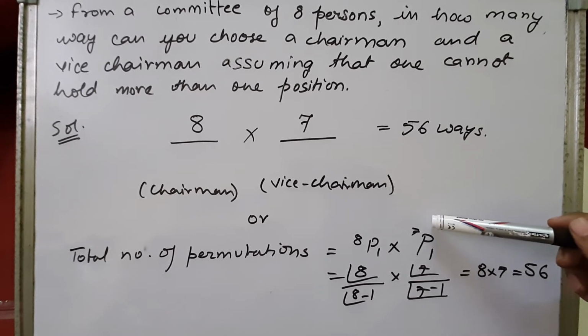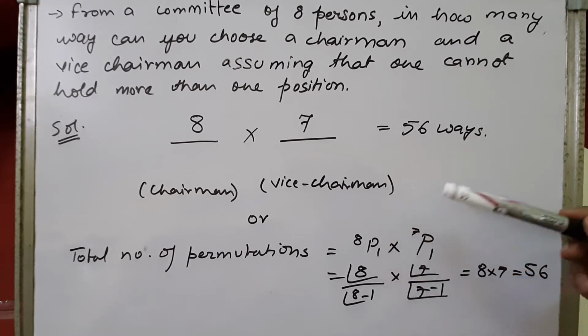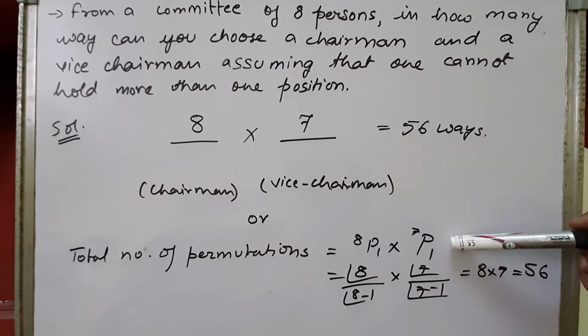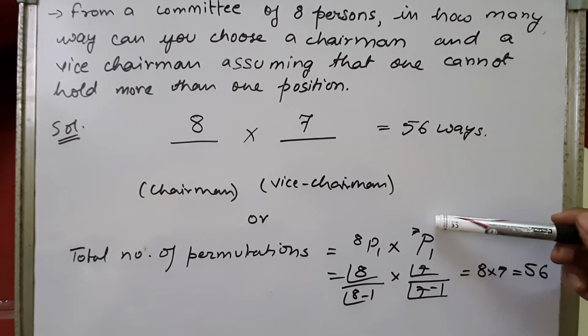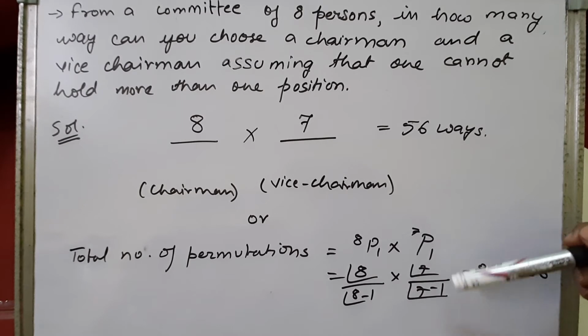Anyone can be the vice chairman from the remaining. So how many are remaining? 7, because 1 position has been occupied. 1 person has become the chairman. So how many people are left? 7. From the 7 people, anyone could be the vice chairman. So for the vice chairman, how many permutations will we have? 7P1. So when we solve, again we'll get 56. Alright, please note down the solution, children.